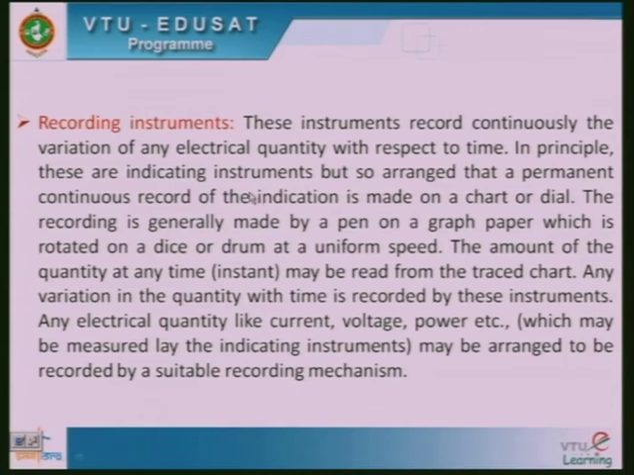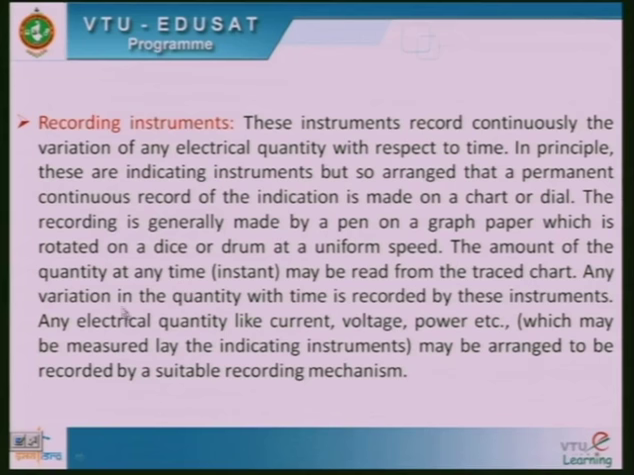In electrical applications also, sometimes we need, at some particular time, the continuous variation of current, voltage, power, energy, etc. During that time we use such instruments, called recording instruments. These instruments record continuously the variation of any electrical quantity with respect to time. In principle, these are indicating instruments, but so arranged that a permanent continuous record of the indication is made on a chart or dial. The recording is generally made by a pen on graph paper which is rotated on a disc or drum at a uniform speed. So, the speed should be uniform in this case.